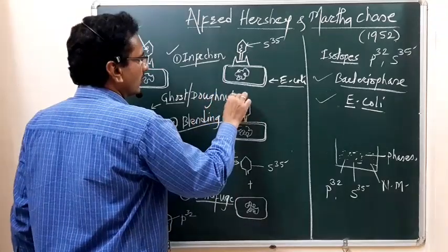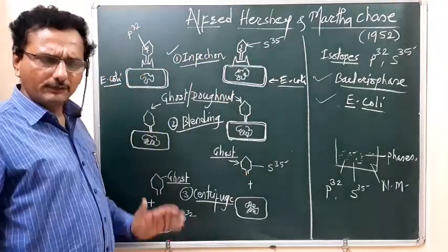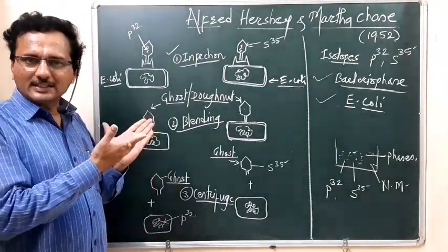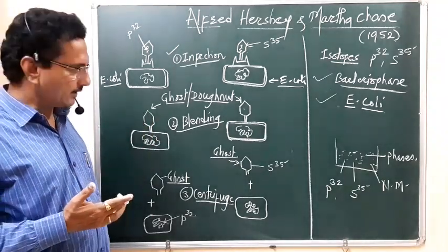Okay, it is also called a donut. So you have to remember. Then where is all this experiment done? It is done inside the test tube. Okay, inside the test tube.